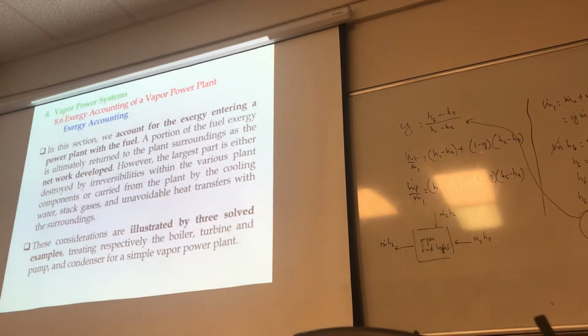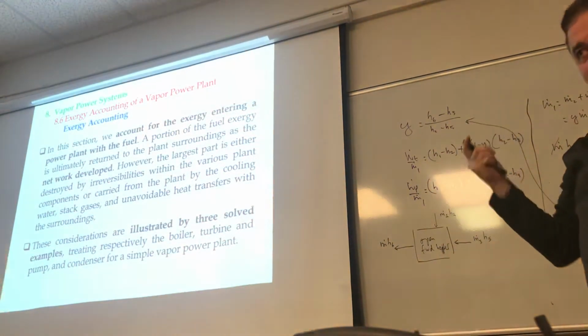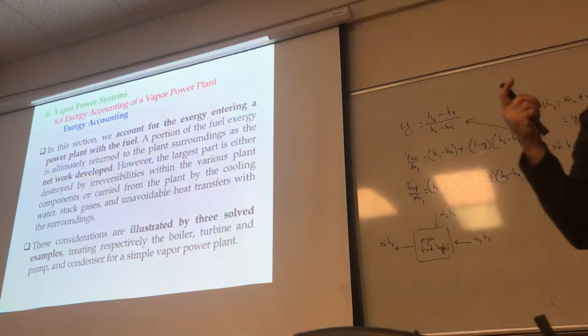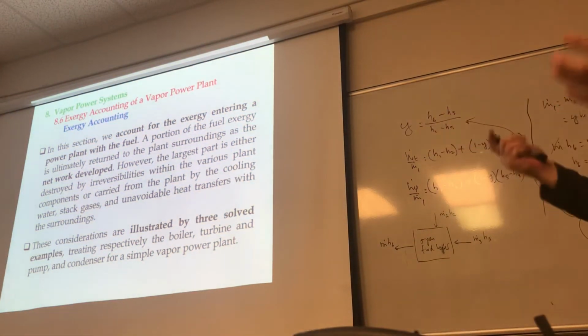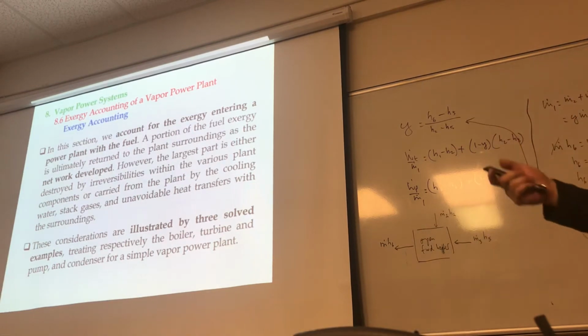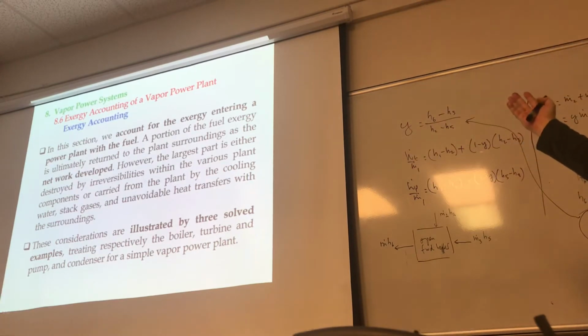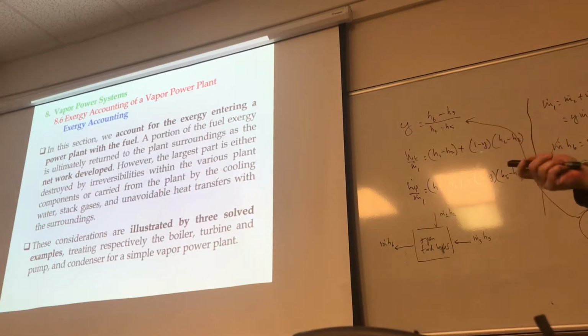So in this section, we account for the exergy entering the power plant with the fuel. Obviously what happens is a portion of the fuel exergy is ultimately returned to the plant surroundings as net work. The efficiencies of vapor power cycles are only about 35%, 40%, not very efficient. You're burning fossil fuels, generating really high temperatures, but when you think about it, for the amount of work you are getting, what did the other energy go to? Just a lot of losses.